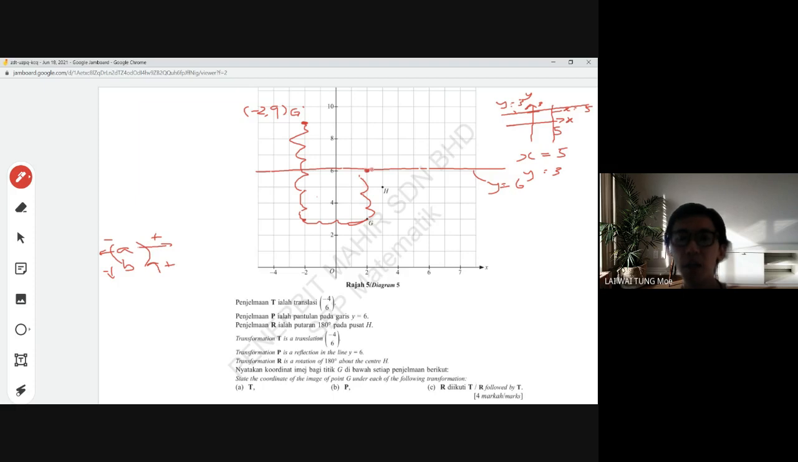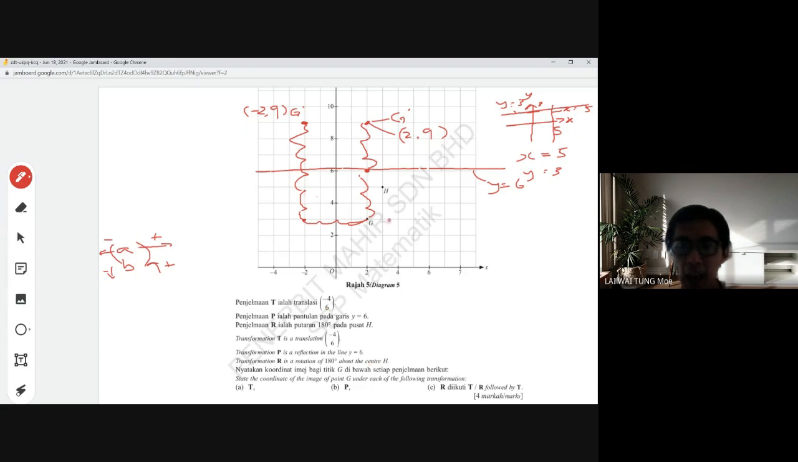And how to find the image? We go the same distance, 3 units, to find its image. So 1, 2, and 3. So here. This is the image for G after reflection. So what is the coordinate for this point? 2, 9. Very good. Thank you. So this is the answer for question B.